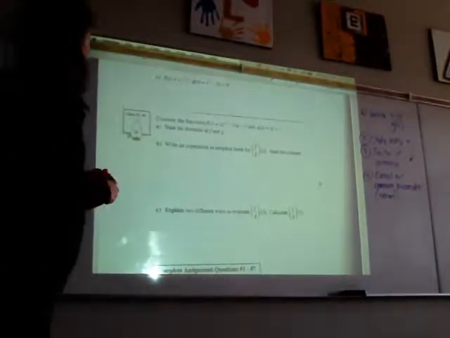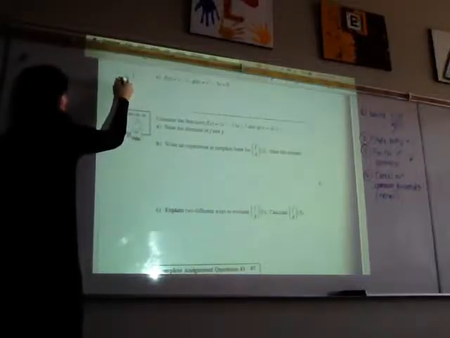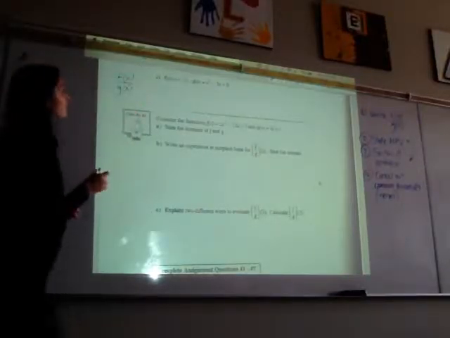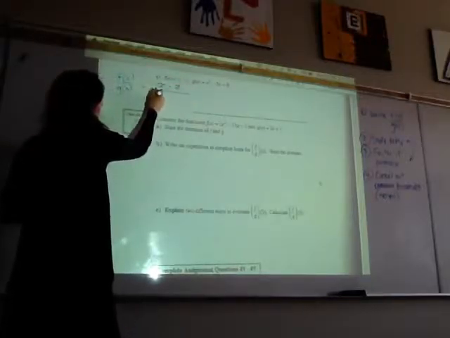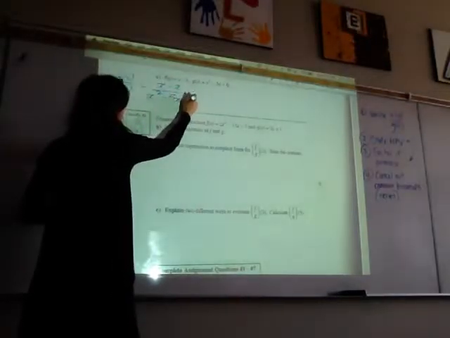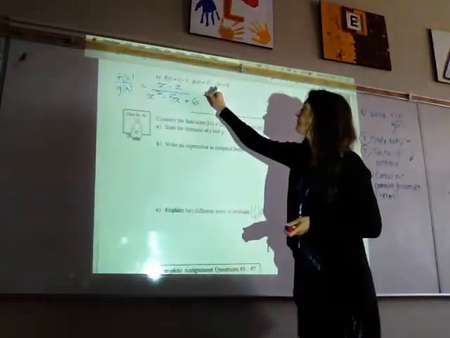Okay guys, so let's go through this. Again, we have f of x divided by g of x. So we have x minus 2 divided by x squared minus 5x plus 6. First step, factor.